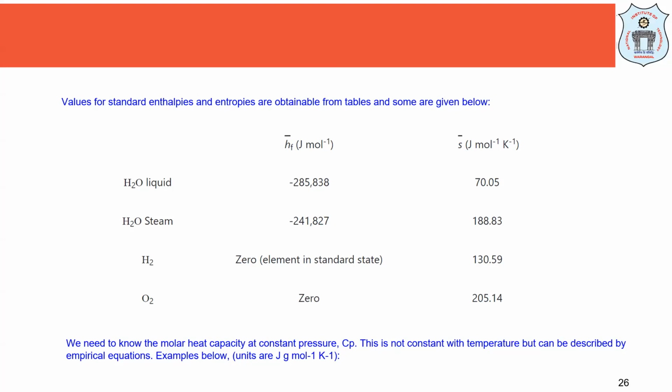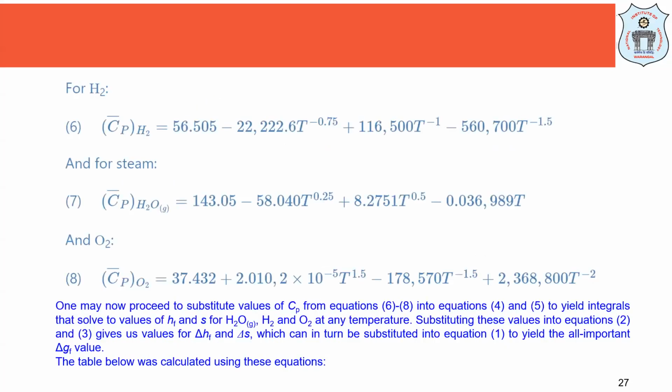Heat of formation and entropy values are given for water in liquid phase, water in vapor phase, hydrogen and oxygen. For hydrogen and oxygen, the HF value, we know, is 0. The entropy value is given here. This data we will make use of when we solve the numericals. Also we know how to calculate m Cp delta T, right? So the CP value as a function of temperature, for H2, for water, for oxygen, is given as an expression. If you know the operating temperature, the CP value can be determined using these expressions.